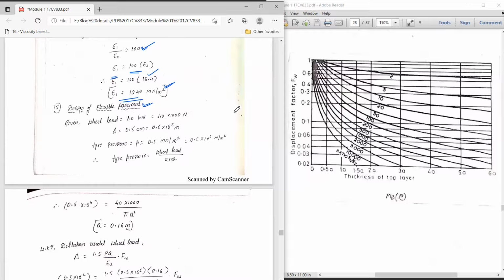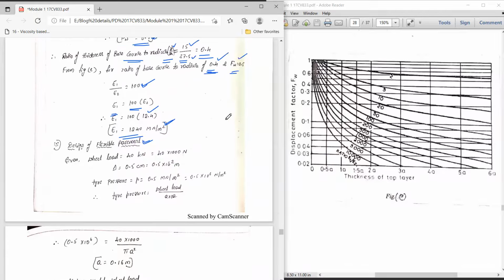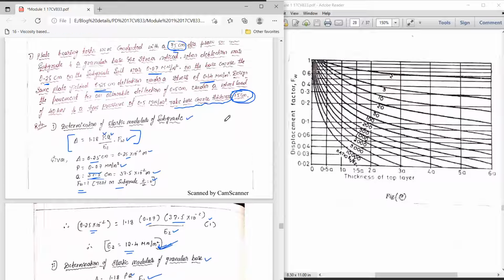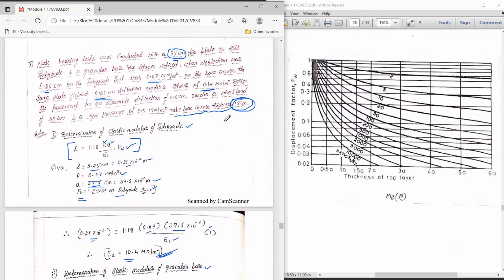Here you have to write down the data correctly by seeing the question. Now, let us check the data first. For what data you need to design the flexible pavement. He is saying that under a wheel load of 40 kilonewton, he has given wheel load, and he is saying that tire pressure of 0.5 meganewton per meter square. That means for this data, you need to design the flexible pavement.